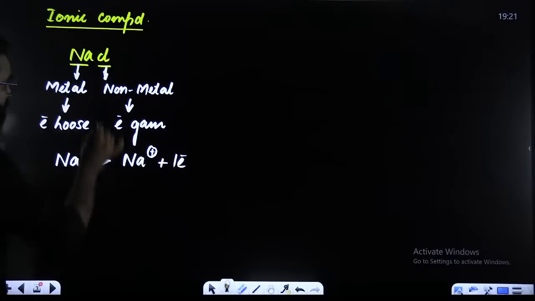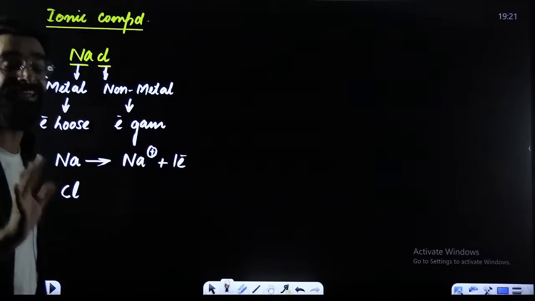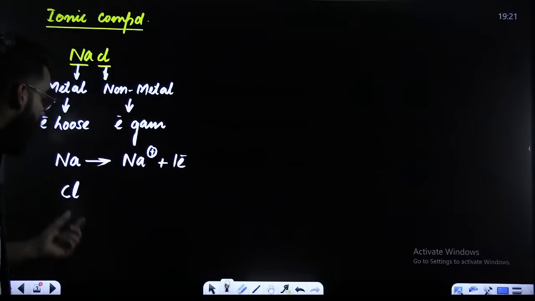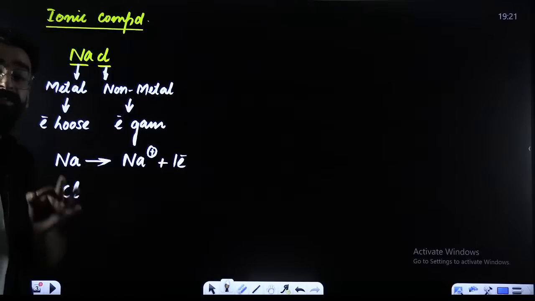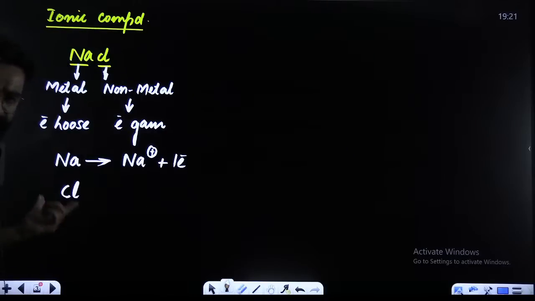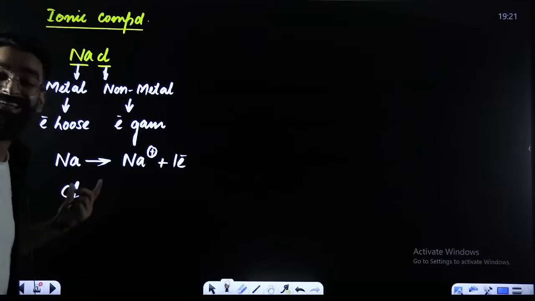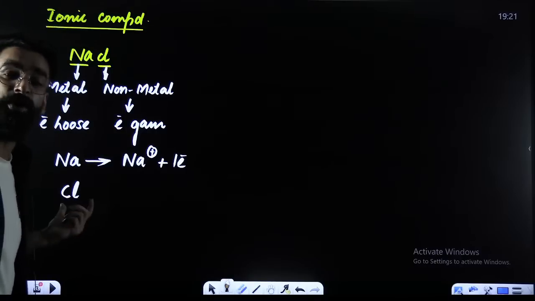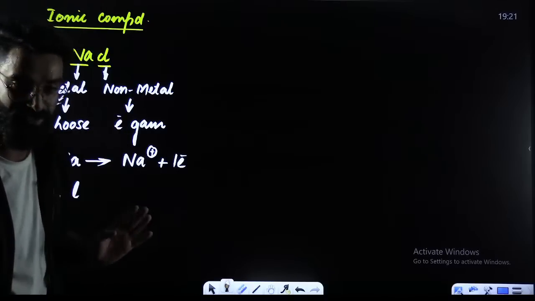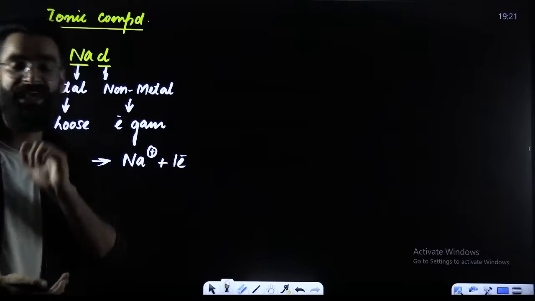Now, if I talk about chlorine, it's a group 17 element, a halogen. All the group 17 elements have 7 electrons in their outermost shell. Now, what do you think? Is it easy for chlorine to gain 1 electron, or to lose 7 electrons? I would say it is definitely easy for chlorine to gain 1 electron.